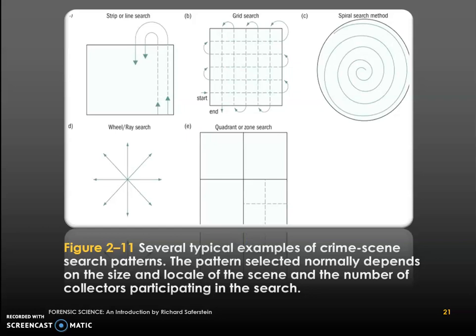And in this illustration, you can see the different patterns here. We have a strip line search, the grid search, spiral, the wheel, where you start in the middle and work your way out like the spokes of a wheel, versus a quadrant, kind of like a graph in math search pattern.